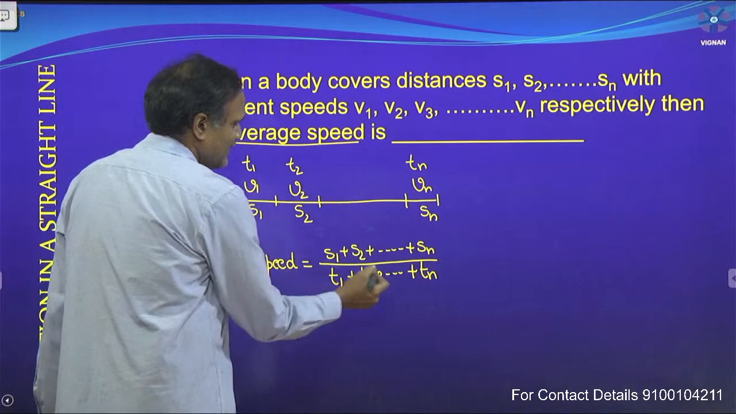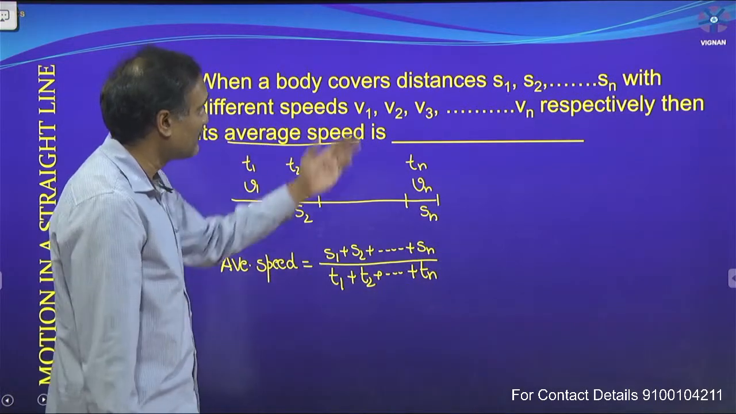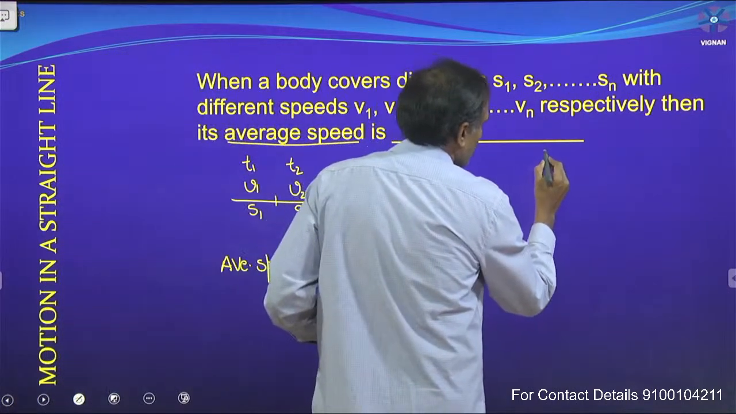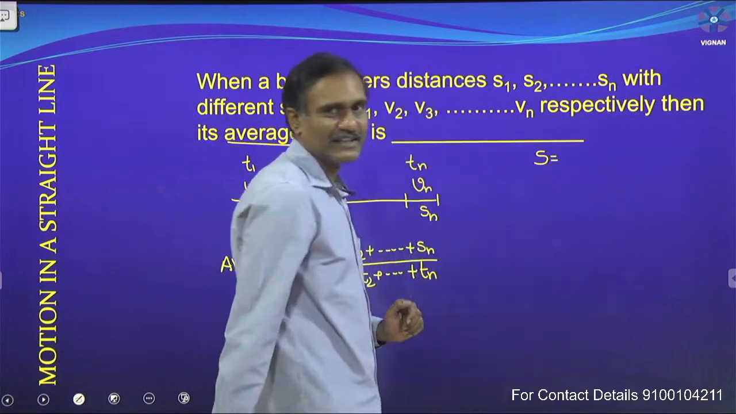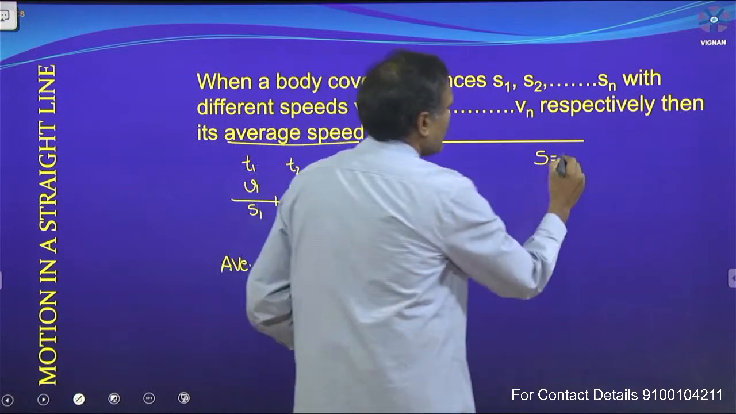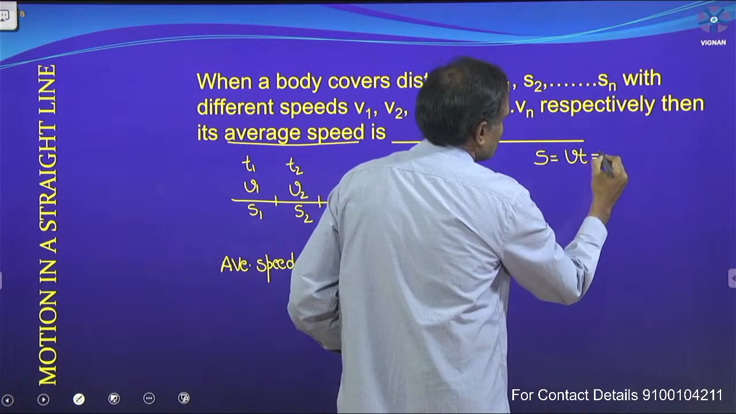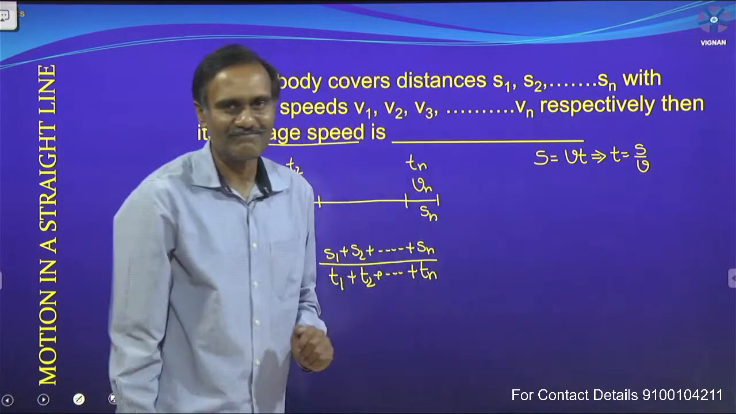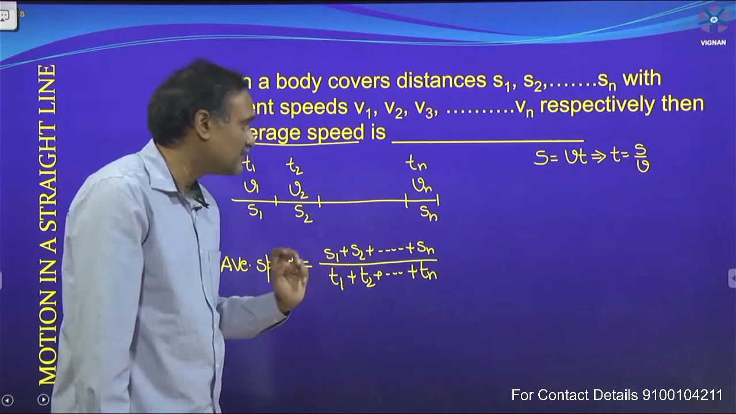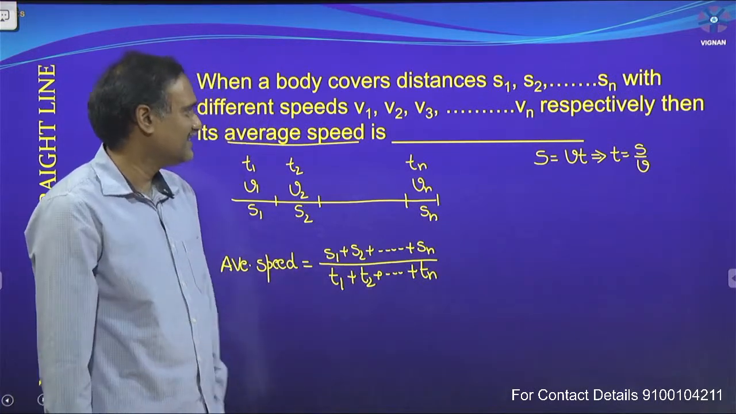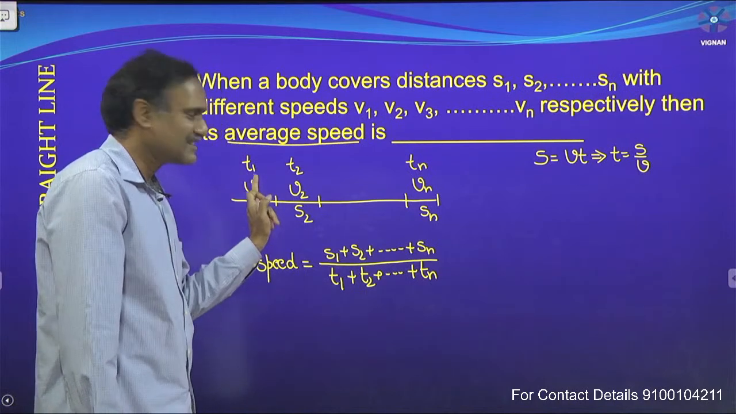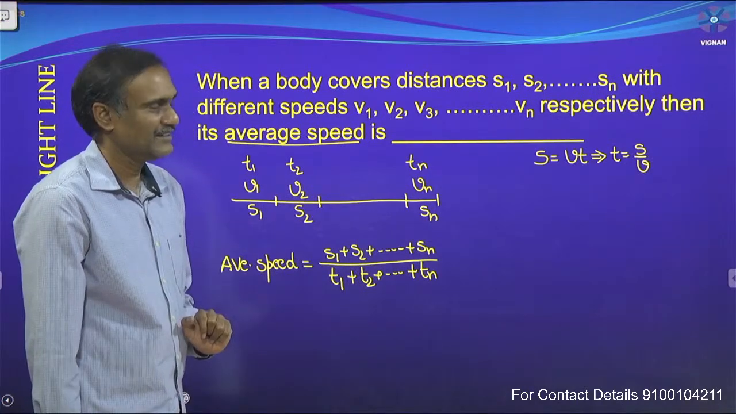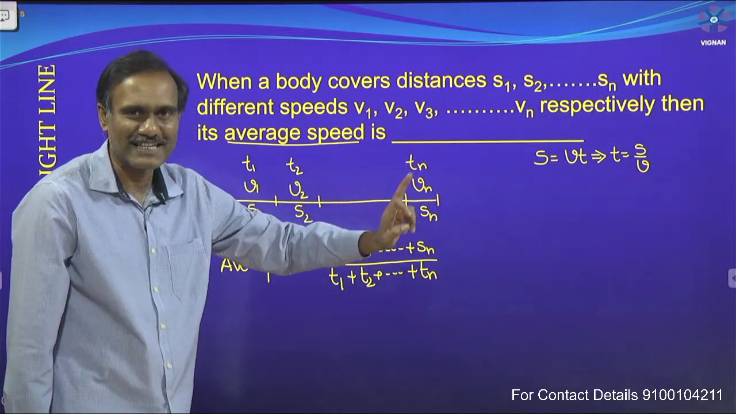Now, what is t1, t2 and so on up to tn? Are they given in the problem? No. Now, I want to use the formula. Distance traveled by the particle is equal to average velocity into time interval. So, t is nothing but s divided by v. Now, you tell me what is t1 for this part. s1 divided by v1. S by v. So, it is s1 by v1.